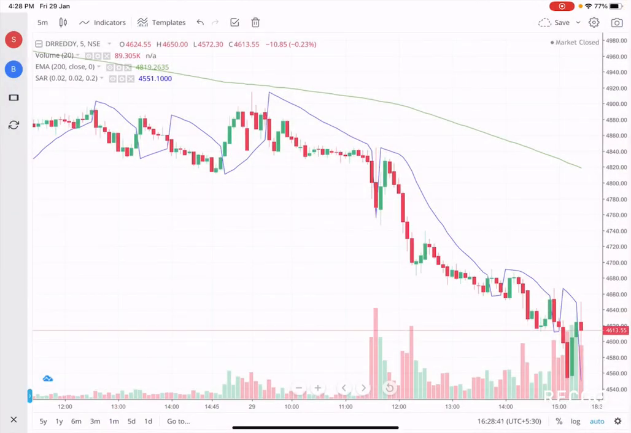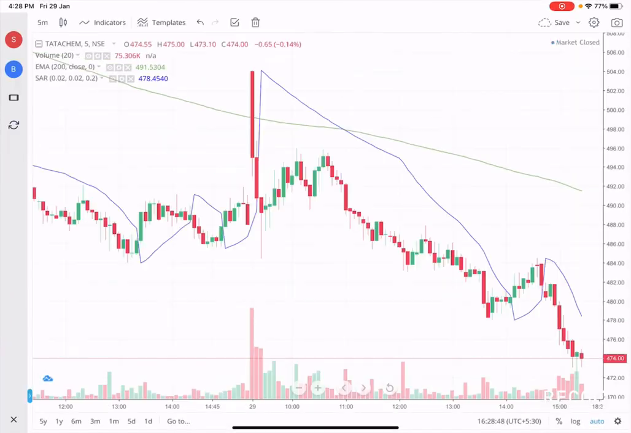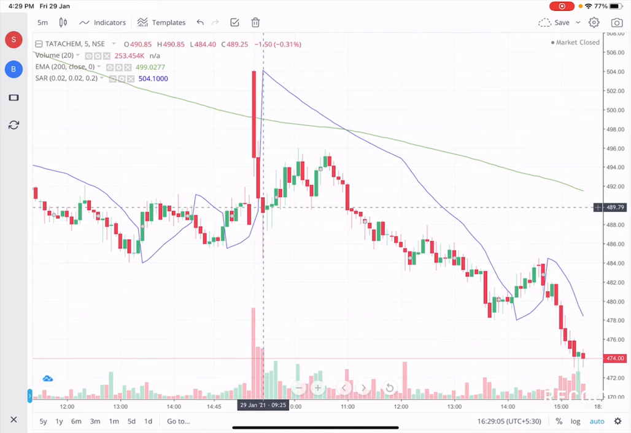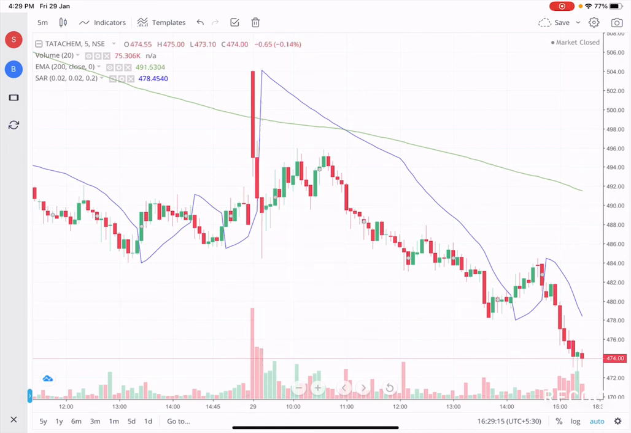Next, I have also seen a similar setup in Tata Chemicals. Tata Chemicals has overall given two trades. The first trade is around the 9:25 candle, so it is this candle. The opening price is 490.81, so let's say we shorted at 491, and then we exited on this candle.